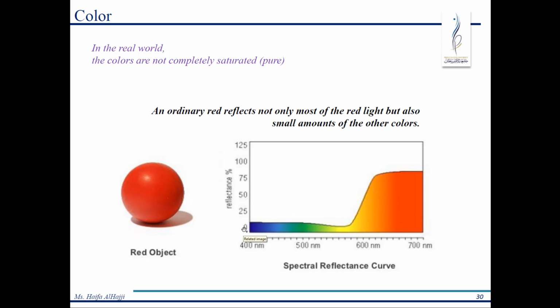So each color is not actually a pure color. For example, when I say a red ball, it's not going to be only in the red area. It's not going to be only a line here. It's going to be all over the other colors, but most intensely in this range. So it's going to be almost 10%, 5% reflectance of other colors, but almost 90% of this color.